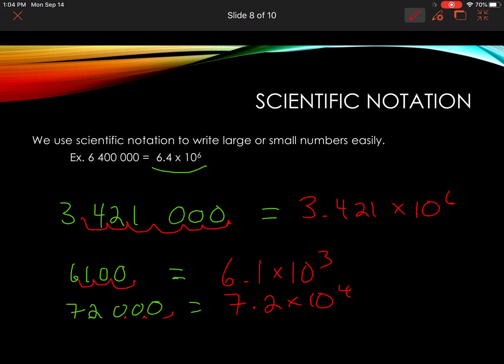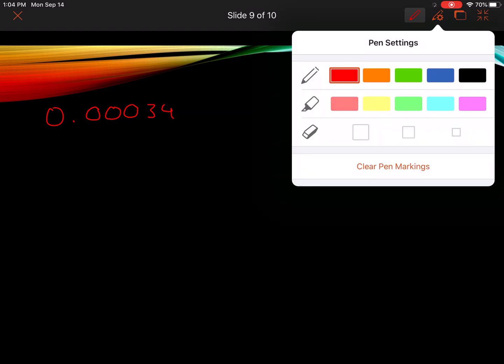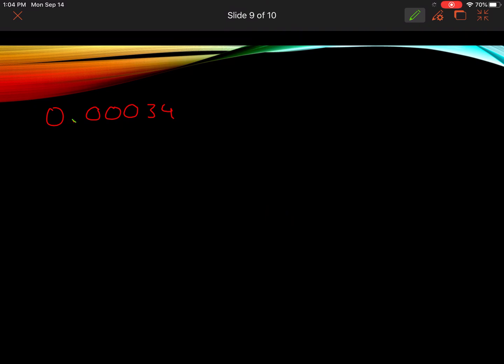Now, these are all for very large numbers, but we can use them for very small numbers as well. As an example, we've got 0.00034. If I were to write that in scientific notation, I'm going to move the decimal over 1, 2, 3, 4 times. So this is going to be 3.4 times 10 to the negative 4. The exponent is now negative. If I have a very small number and I'm moving the decimal over to the right, the exponent has to be negative.